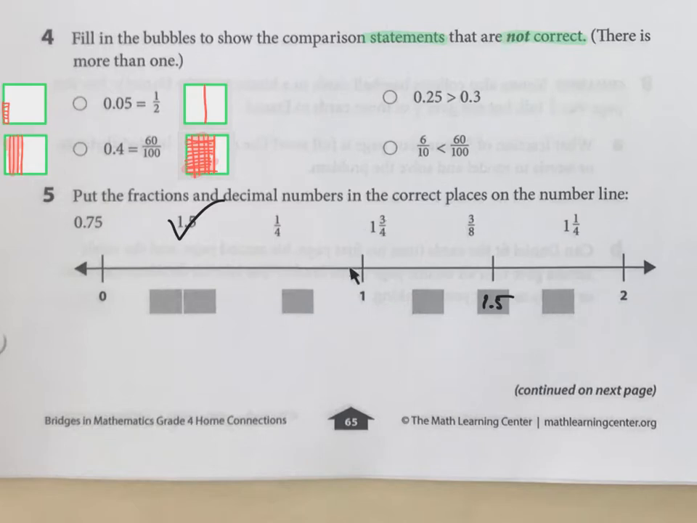Then remember, if I was going to do 1/4, it's going to be half of a half. So here's half. Half of a half is going to be about there. That's probably going to be my 1/4.